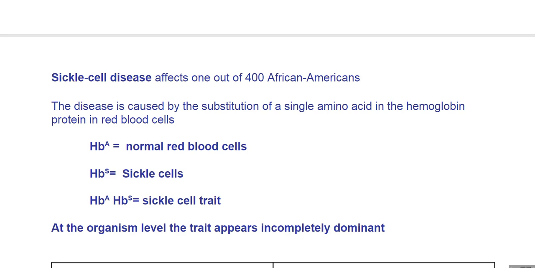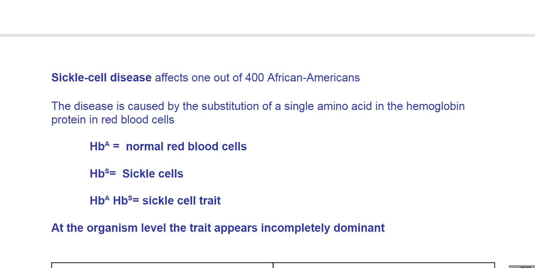So one thing that I want to talk about is when we're looking at incomplete dominance and codominance, sometimes it appears differently depending on how close we look at the example. If we're looking at the organism, if we're looking at a cell, if we're looking at the enzyme or the protein that's created from those genes. So let's talk about an example of sickle cell disease.